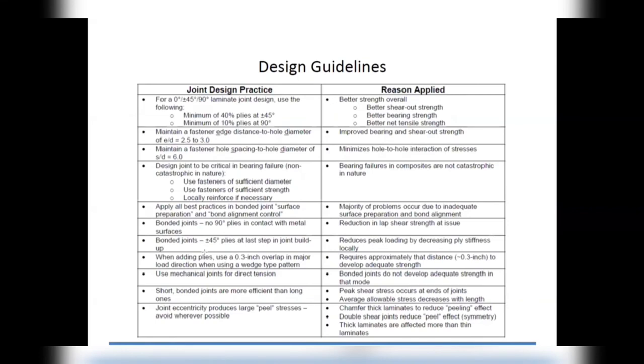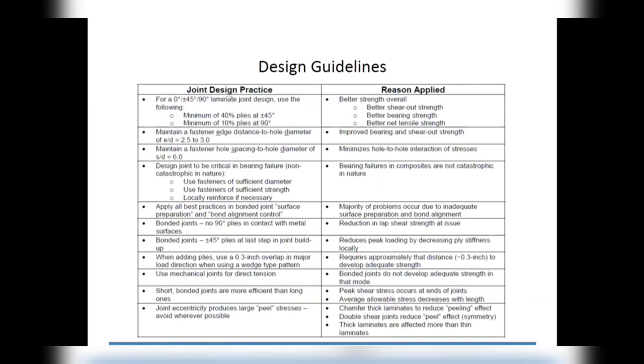Joint design practices in general. So these are basically looking at joints. I did not discuss this earlier, but I want to bring that to light. For a 0, plus minus 45, 90 degree laminate joint, using a minimum of 40% plies at plus minus 45 and a minimum of 10% plies at 90 degrees is a good idea. It provides overall good strength of the joint by providing good shear-out strength, bearing strength, and net tensile strength capabilities. I'm not saying use these numbers, but it's generally a good idea.